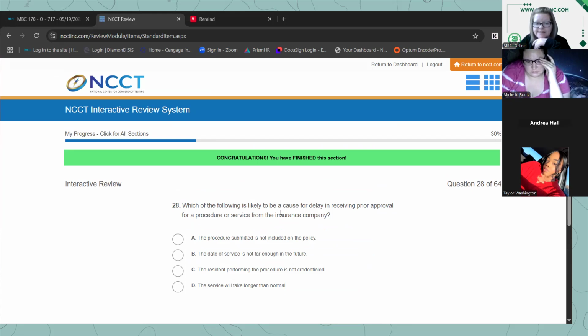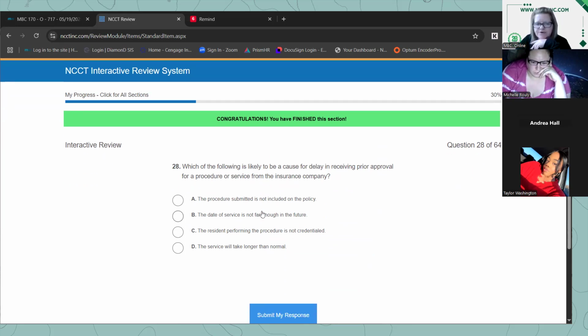Which of the following is likely to be a cause for delay in receiving prior approval for a procedure or service from the insurance company? So in other words, why would they delay in giving you approval for a procedure? Let's see. A, the procedure submitted is not included on the policy. B, the date of service is not far enough in the future. C, the resident performing the procedure is not credentialed. Or D, the service will take longer than normal. What do y'all think the answer is going to be on that one?